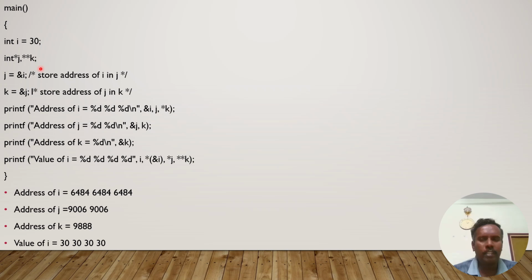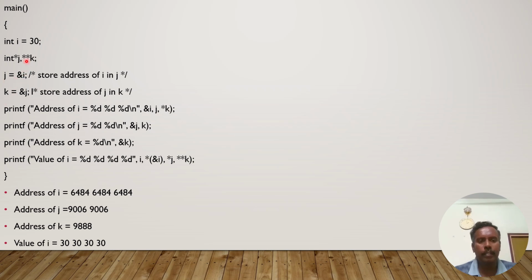Now what is a pointer? j is a pointer. What does a pointer mean? j points to an address which holds the value. That means j points to i, which holds a value. What does j have? It has the address where i is stored. i has a value 30, and 30 is in an address, and j holds the address of it. That's all. j has the address of i.